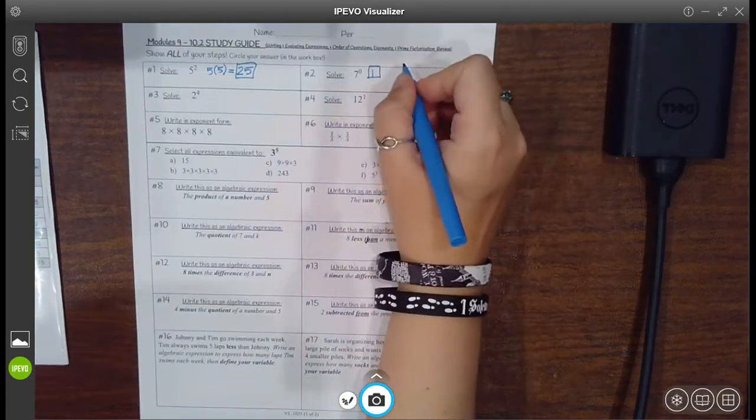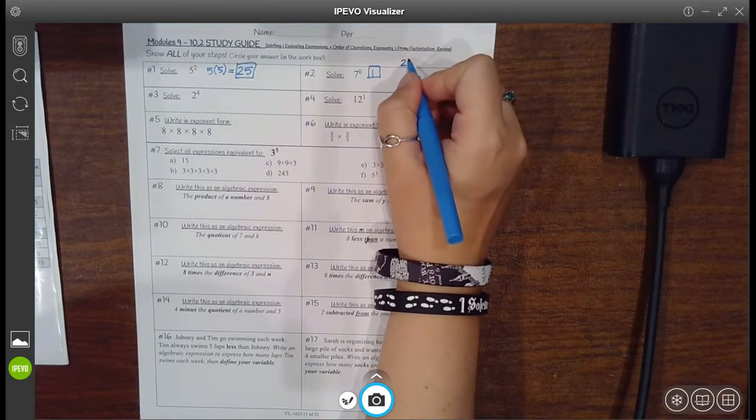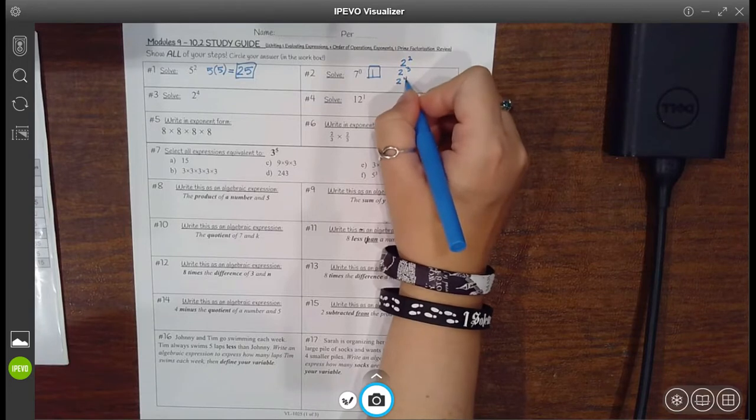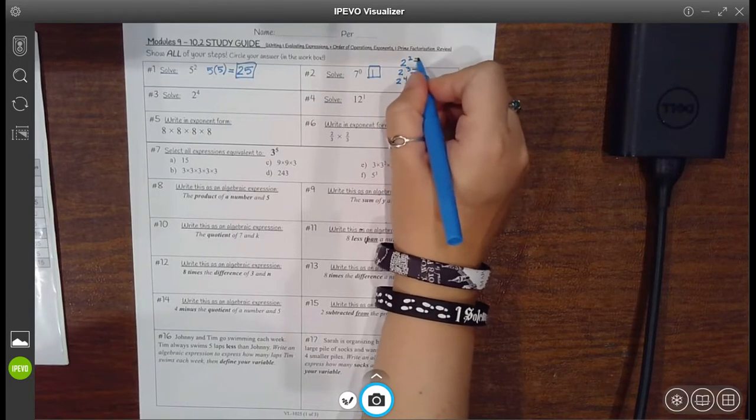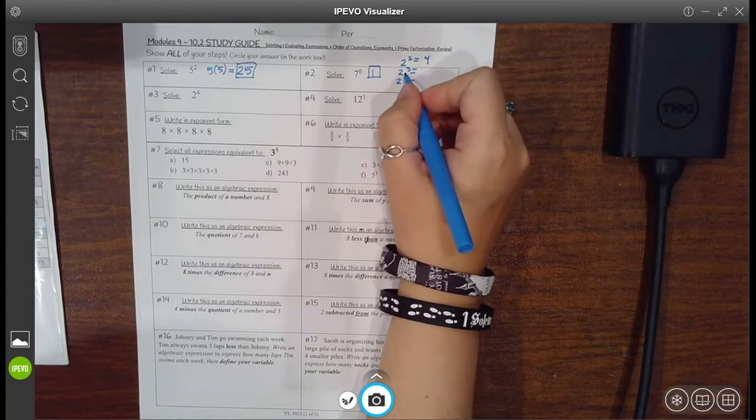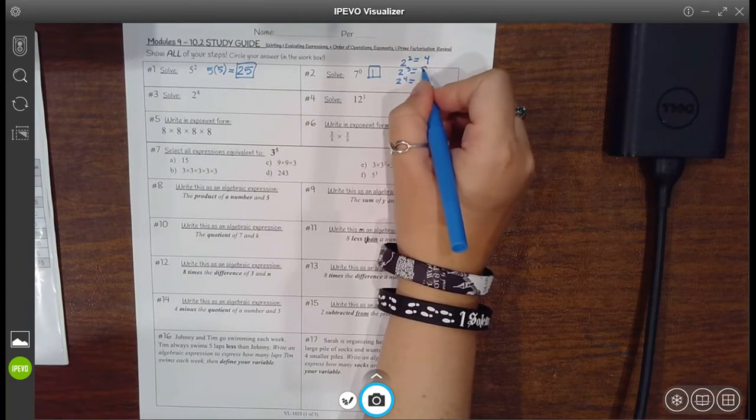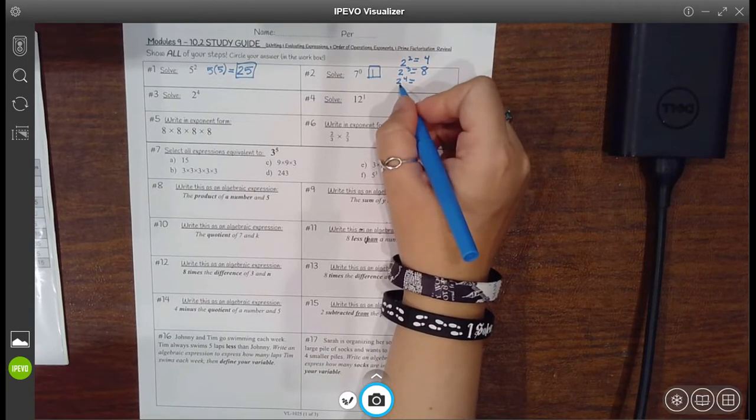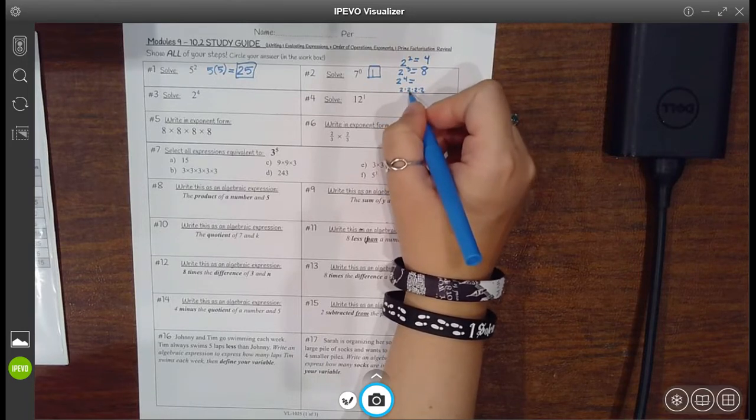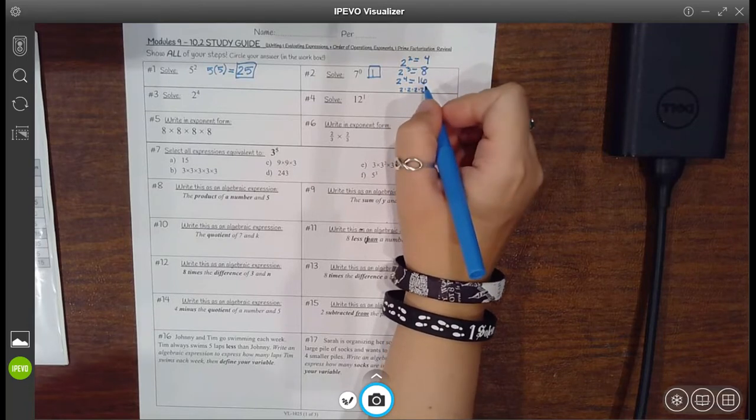Remember, you can write out what 2 squared is, and what 2 cubed is, and what 2 to the 4th is. So this is 2 times itself twice. 2 times 2 is 4. This is 2 times 2 times 2. 2 times 2 is 4. 4 times 2 is 8. This is 2 times itself 4 times. So let's actually write this out in case you need to. 2 times 2 is 4. 4 times 2 is 8. 8 times 2 is 16.